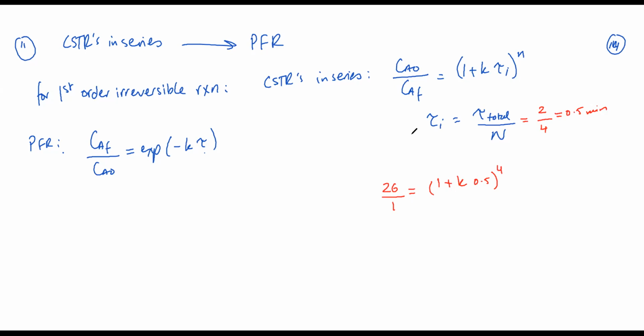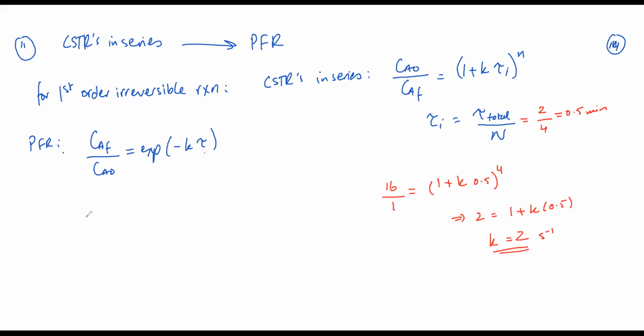If you do this calculation, actually CA naught is 16. Yeah, I changed this to make it easier to calculate. CA naught is actually 16. So if you take the 4th root of 16, you're going to get 2, right? So you're going to get 2 is equal to 1 plus K times 0.5. So K in this case is equal to 2, right? 2 multiplied by half is 1, plus 1 is equal to 2. And again, it's a first order reaction, so the units are minute to the power of minus 1. So now I have this K, I'm going to take it to this side.